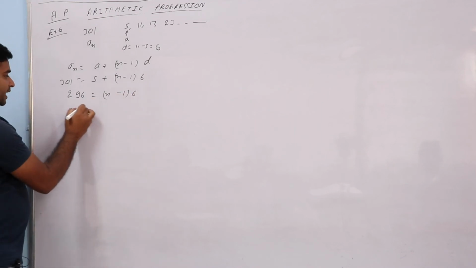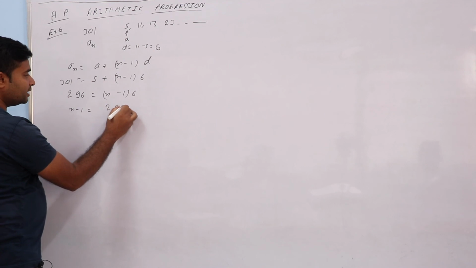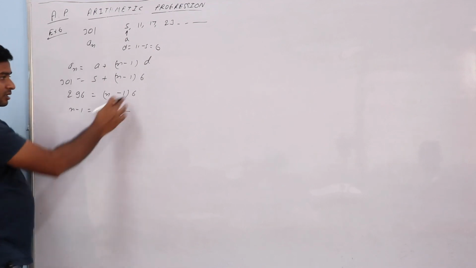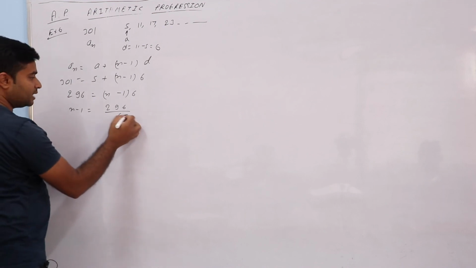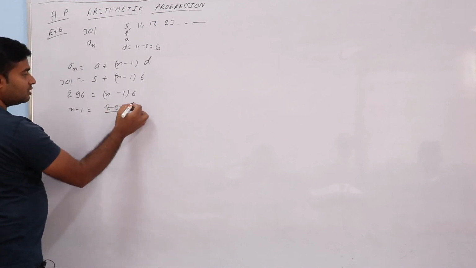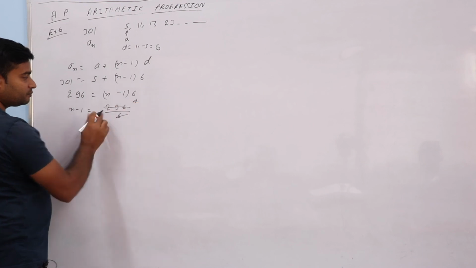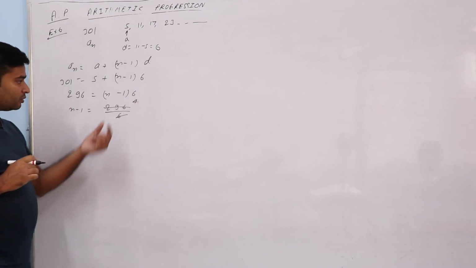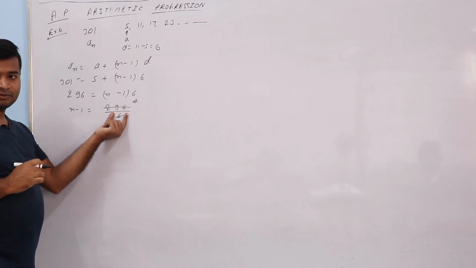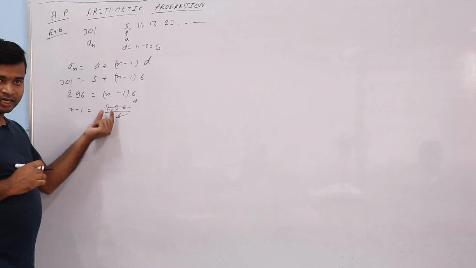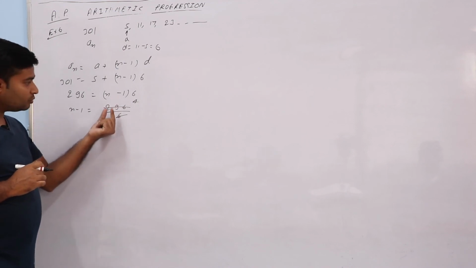So n minus 1 is equal to 296 by 6. This side multiplication, that side division. Now cancel it: 6 fours are 24, and 5 and 6 remain. 29 minus 24 is 5, so 56 remains.